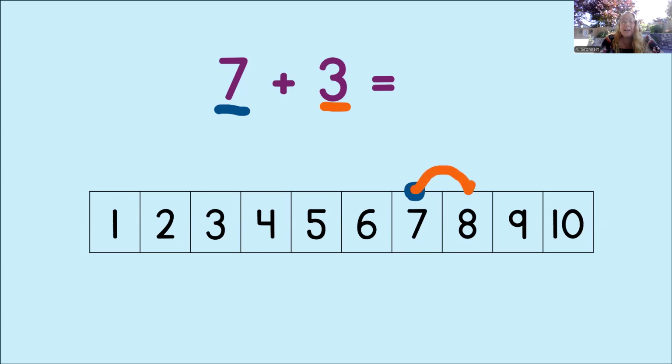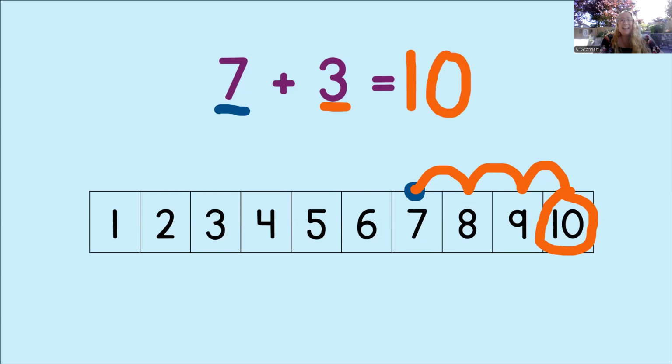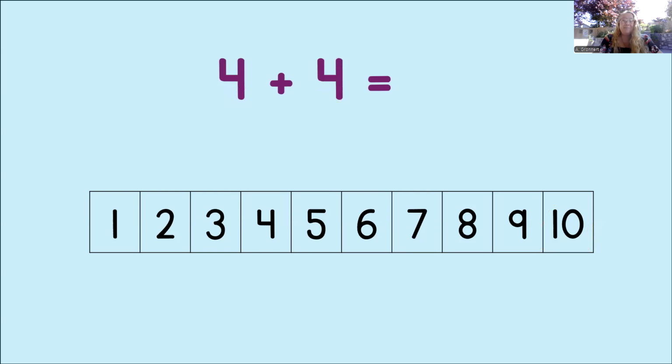Ready? 1, 2, 3. Where did we land? You got it. We landed on the number 10. So circle the number 10 and then write the number 10 in the equation. Just like that. So now we know 7 plus 3 equals 10. You're doing great with this.